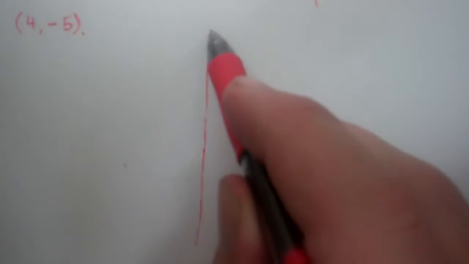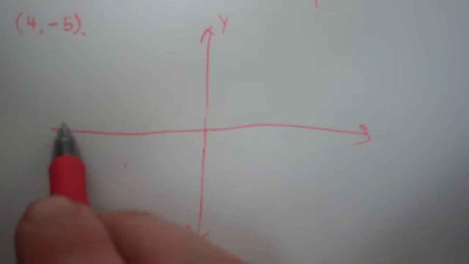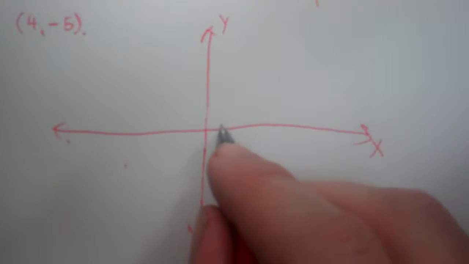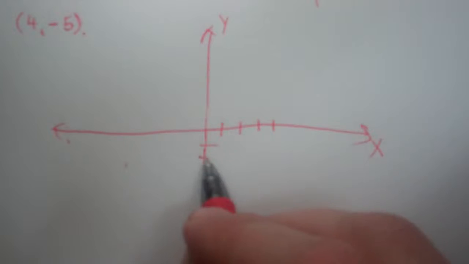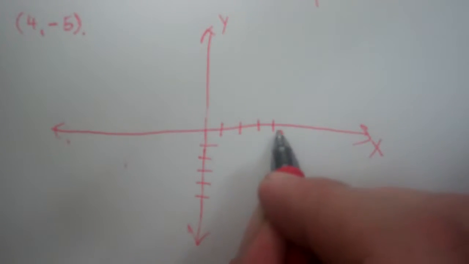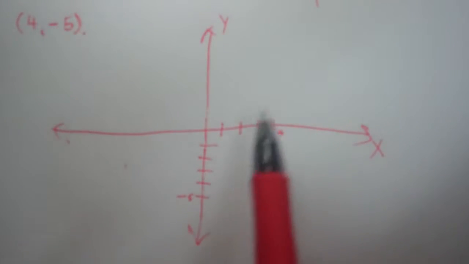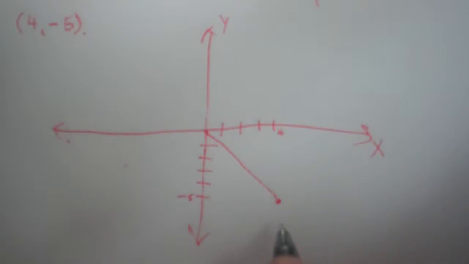Here is a y-axis, and here is our x-axis, and we'll locate this point (4, -5). So (4, -5) means over 4, and then down 1, 2, 3, 4, 5. So here we have 4, and here we have our -5. So the point is located right there. And this example is describing the angle that is formed by the x-axis and this segment that goes from the origin to the point (4, -5).